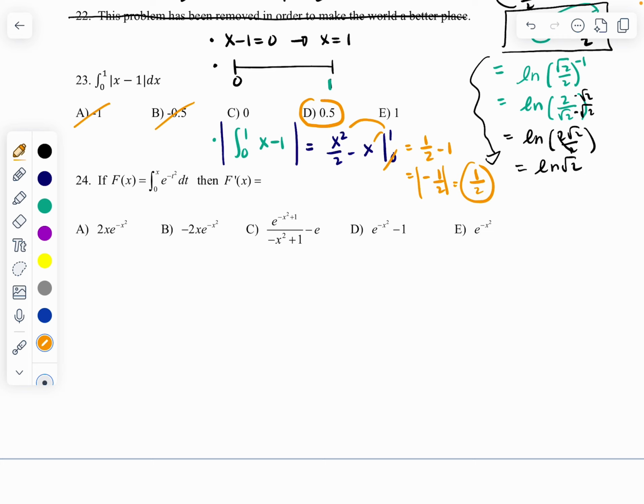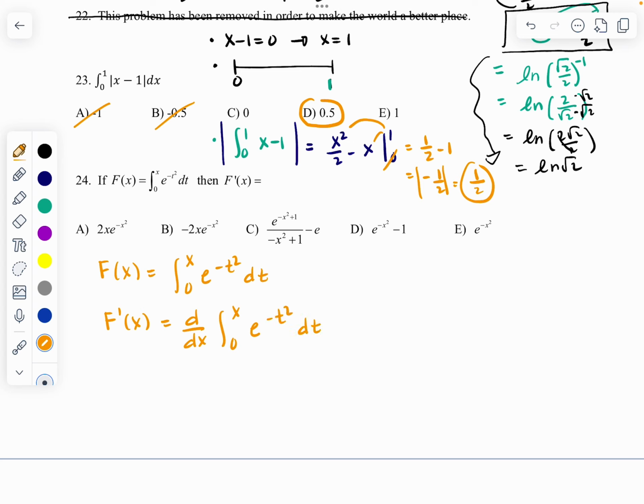So it says f of x. Let me rewrite this since I actually have room this time. F of x is the integral from 0 to x of e to the negative t squared dt. Then what is f prime of x? Okay, that just means that I need to take the derivative of the integral from 0 to x of e to the negative t squared dt.